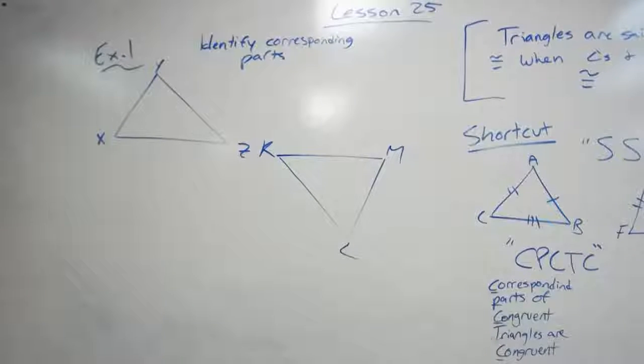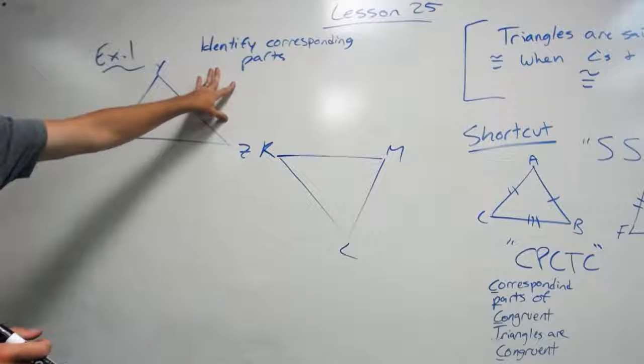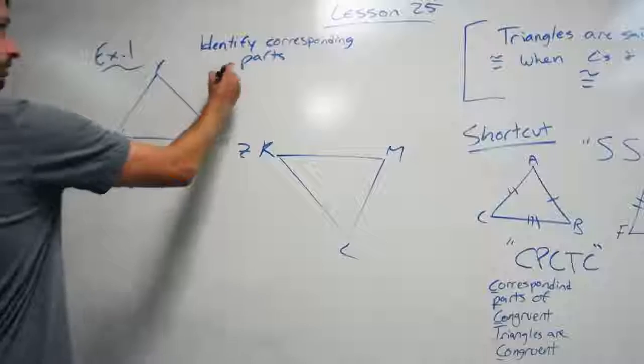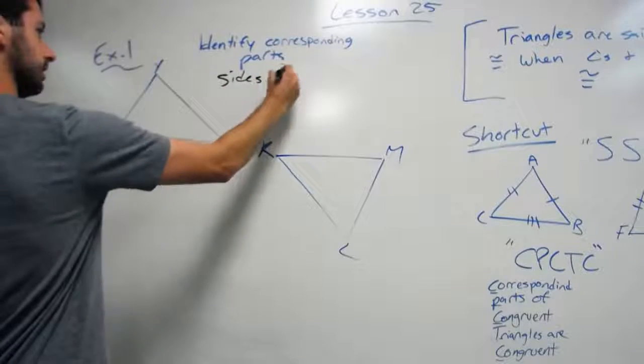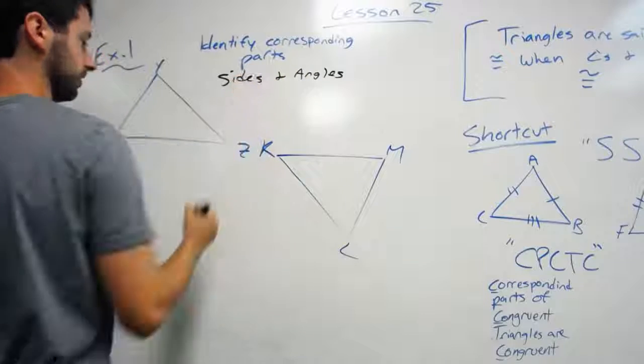In lesson 25, we're going to enter into triangle congruence proofs. And before we get into congruent proofs, I want to talk about corresponding sides and angles, corresponding parts of triangles. We have sides and angles. All right, let's really get to know these triangles here.